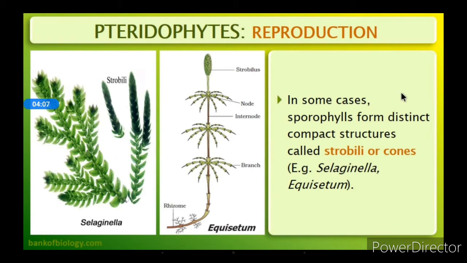In some cases the sporophylls, the leaf-like appendages, will form a distinct compact structure. You can see here this is a compact structure, and here also you can see a compact hard structure, and that is known as strobili. Some examples are Selaginella and Equisetum. In these plants the sporophylls form a distinct compact structure, known as strobili or cones, as it is cone shaped. Please keep in mind what strobili is.